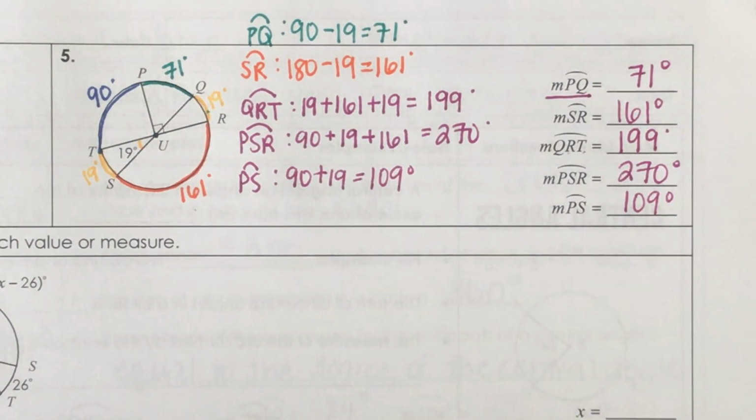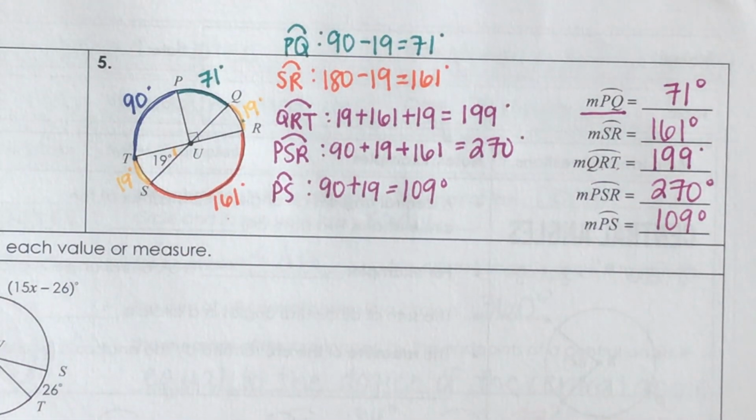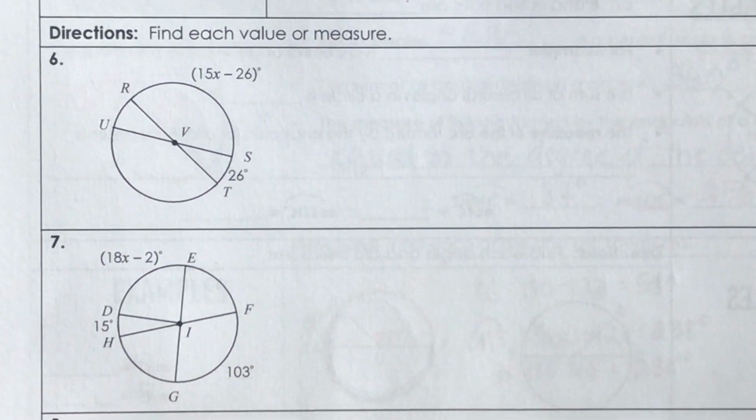Okay, there we go. We have now figured out a whole bunch of arc lengths. Now, for the next problems, we're going to find each value or measure. So we're going to do some algebra problems now that are going to go along with each one of these.